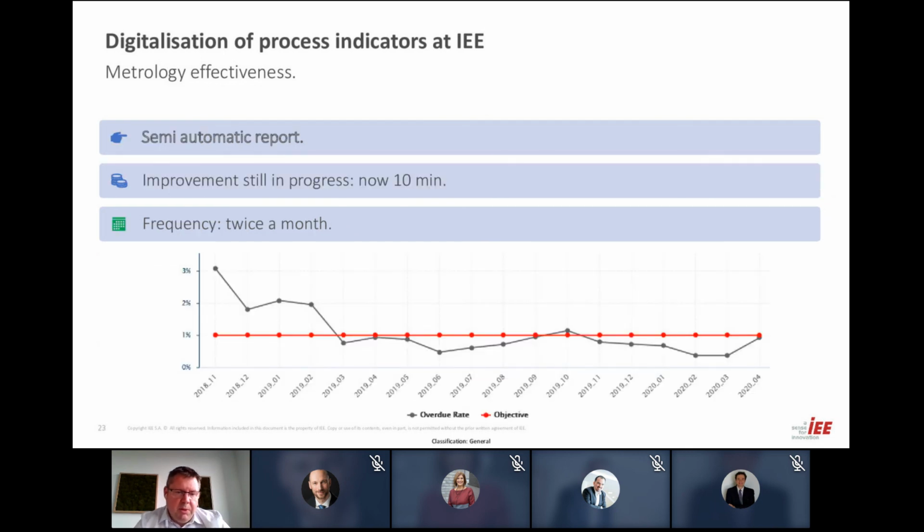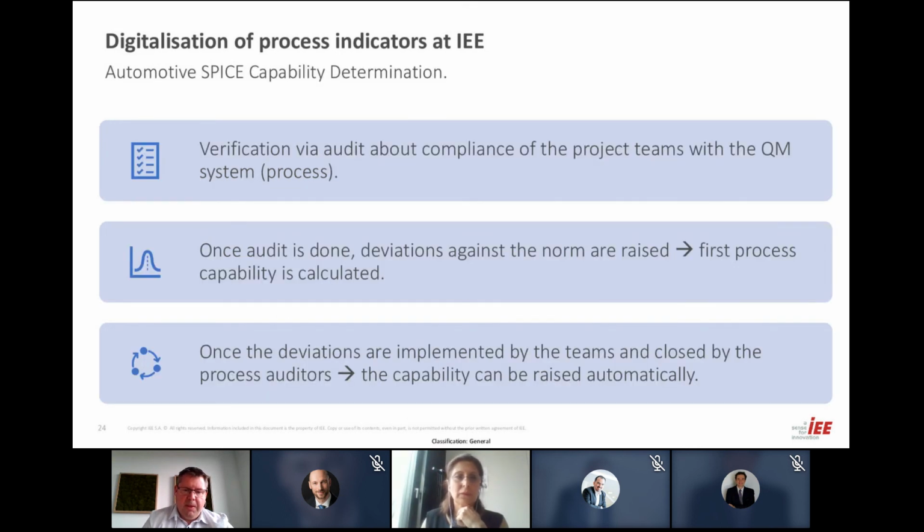Here now we have a semi-automatic reporting, because so far the connection between the database and the system is not yet automatic. But it now takes me only 10 minutes to provide the information, and we can have a look twice a month. So we can keep our target on track by visualizing it.